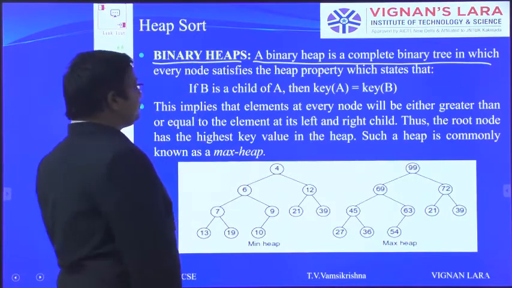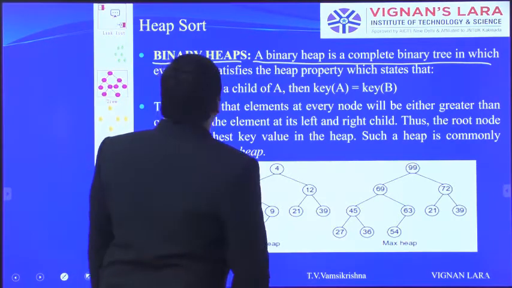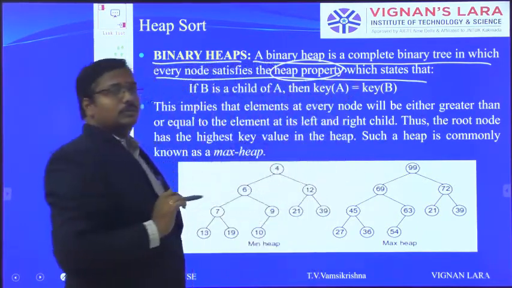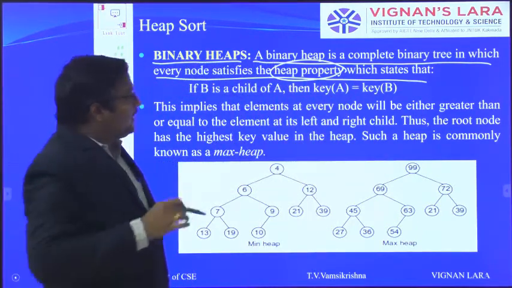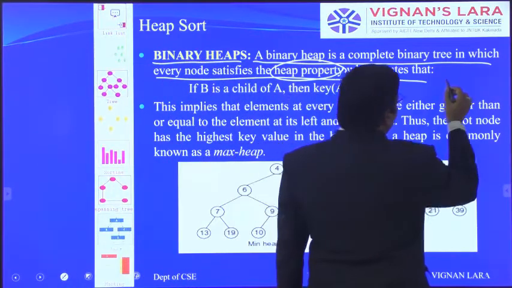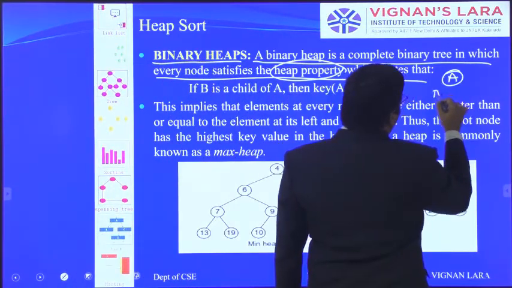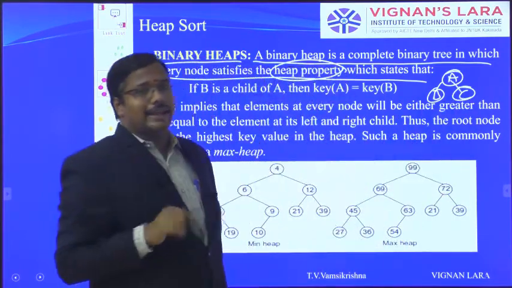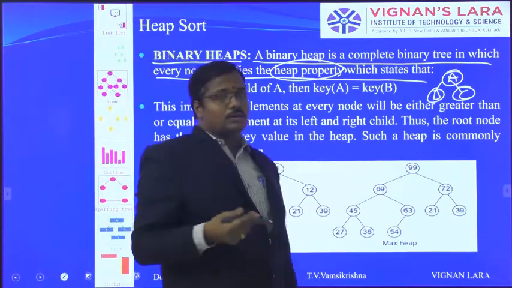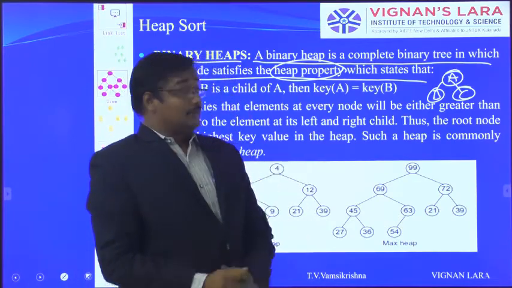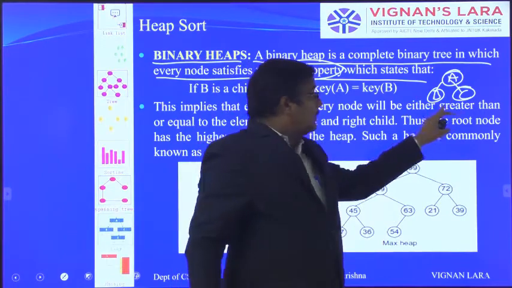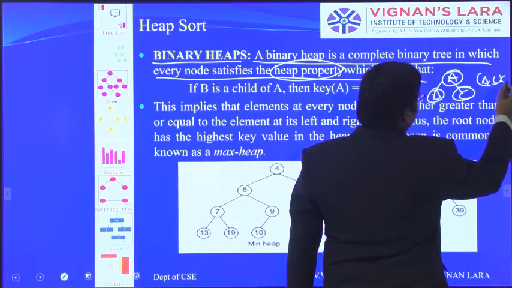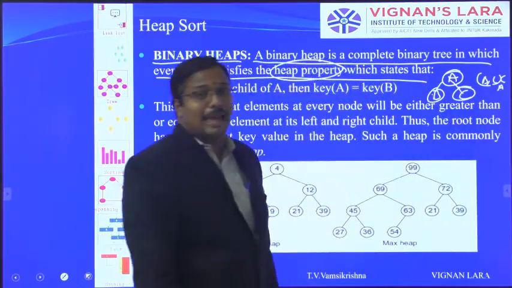Okay. So a complete binary tree in which every node satisfies the heap property. This is very, very important. Heap property. What is heap property? Say for example, A, B, C. According to the tree, A is called the parent node, B and C are called child nodes. Say if it is a max heap, compared to B and C, A's value should be maximum.